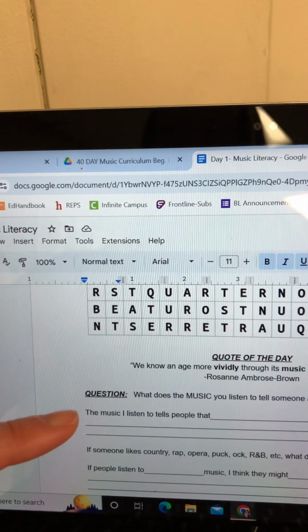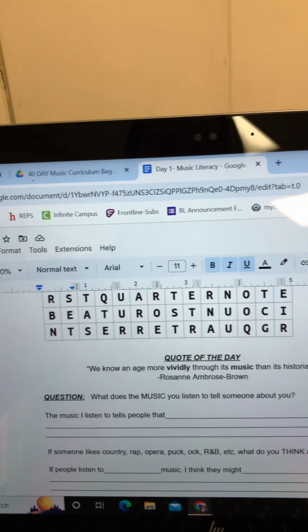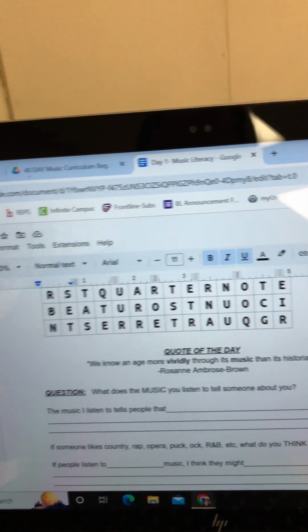So here's a little sentence starter. The music I listen to tells people that, and then write down what you think the music that you listen to tells people. For example, I listen to choir music a lot because I'm kind of a choir nerd, and so I'm assuming that tells people, some people might think it means that I'm a snob, but I think it tells people that I'm just a really calm person and I like being at peace. Yes, some people may think it means I'm boring, but whatever, they don't know really good quality music.